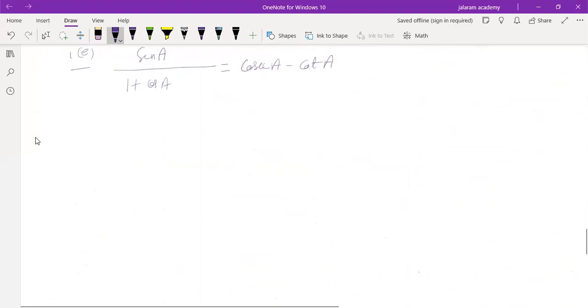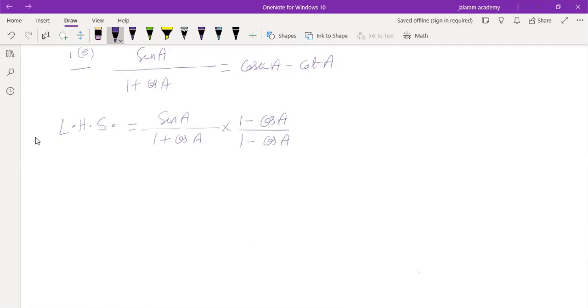And remember, in all these types of questions, when the denominator is 1 plus cos a, we should multiply with its conjugate. Conjugate means we change the sign between the two terms. So what will be the conjugate of 1 plus cos a? It is 1 minus cos a. So we will multiply numerator and denominator both by 1 minus cos a.